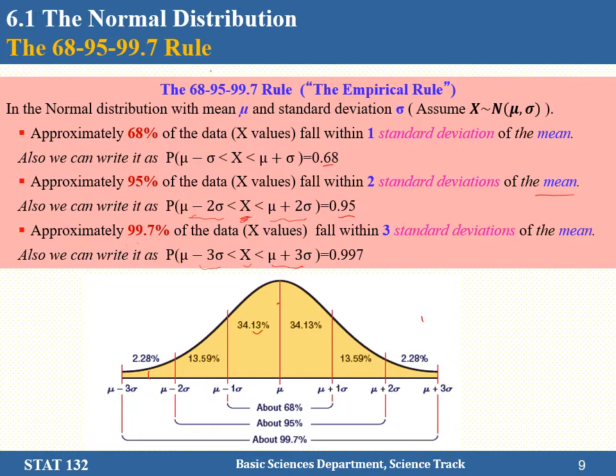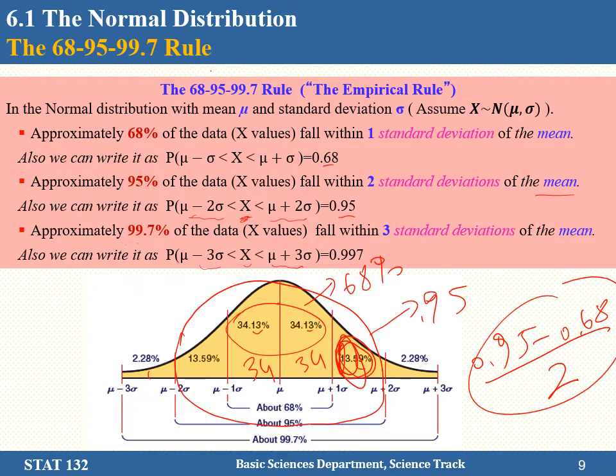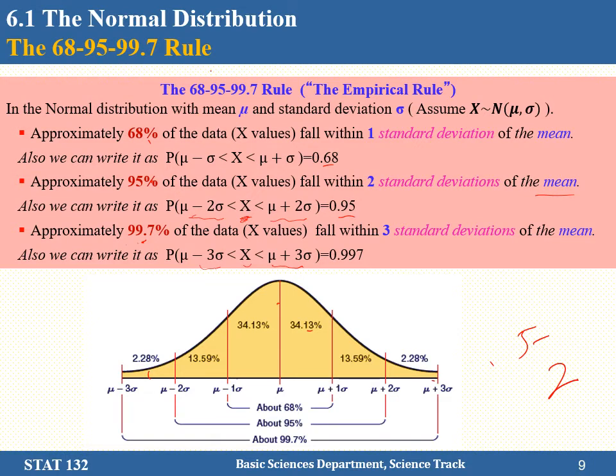Okay, this here says 13. Maybe the exact number is 13, but approximately this is like 68%. So if you divide it into 2, you will get 34, 34. And this part, we know this part is 95. So what you can do here to get these, you can subtract 0.68 from 0.95, divide by 2, then you will get this part. By doing this again with 99.7, 95, and 68, you can also get all these percentages here. So for each part you can calculate them.